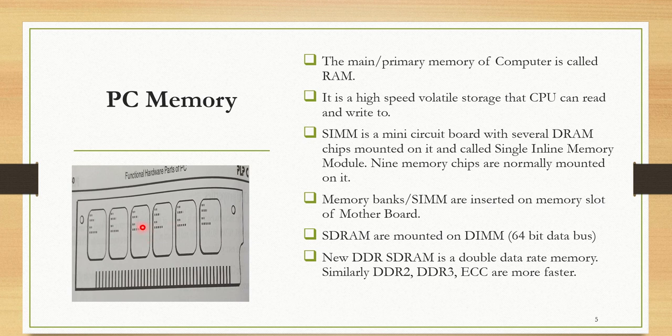Normally, nine memory chips are mounted on it. DRAM means dynamic random access memory. DRAMs are inserted here. Now, this is sometimes called a memory bank. The memory bank or SIMs are inserted on the memory slot of the motherboard.